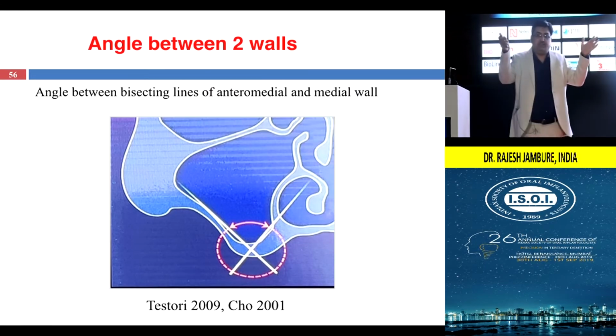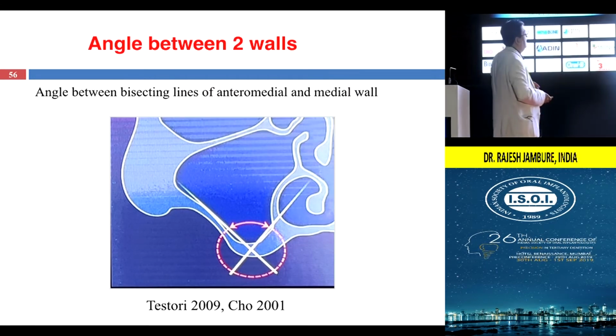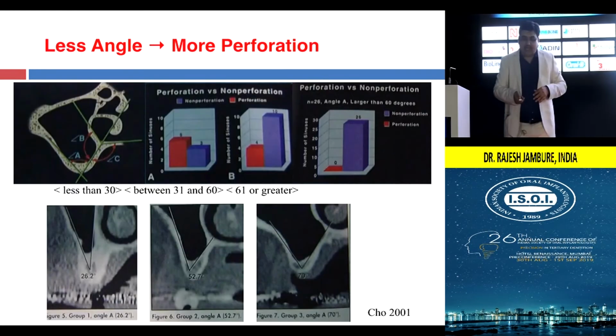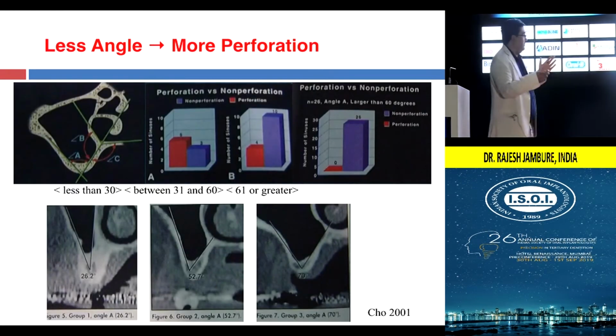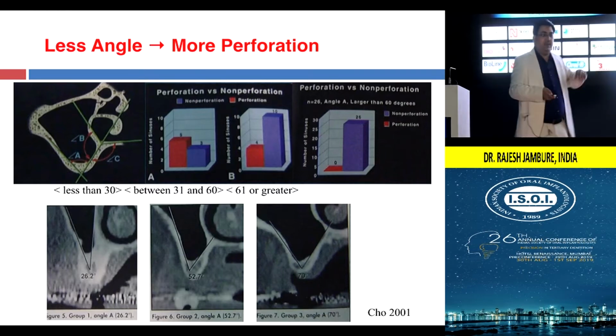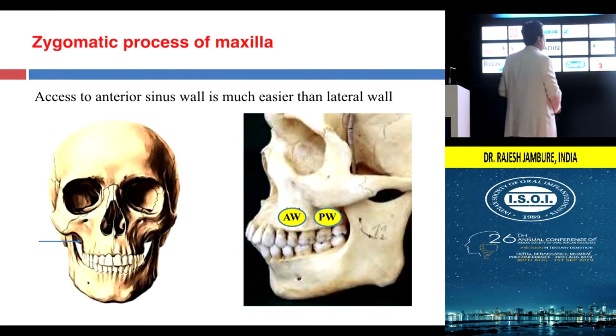Even the angulation which is given here is very important between two walls, that is the anteromedial and particularly the palatal wall which is there on the medial side. And they say that it's again going to decide the width. If it is very wide, say more than a 60 degree angle, then it's a wide sinus, and a narrow sinus is less than 30. Again, it is very difficult to reflect the membrane with the lateral approach in these cases.